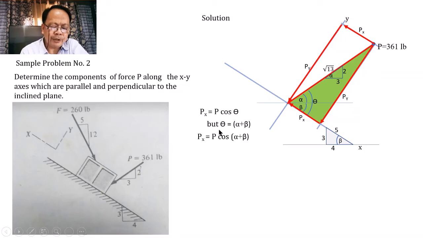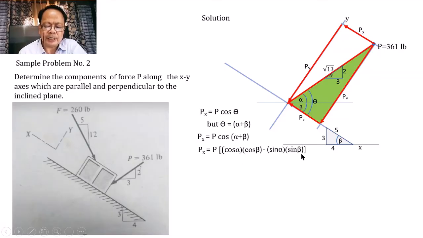So maybe you can recall this term. This is actually the cosine of the sum of two angles, which can be expanded by the expression that cosine of A plus B is equal to cosine of alpha cosine of beta minus sine of alpha sine of beta. However, we need to express what is the cosine of alpha, cosine of beta, sine of alpha, and sine of beta. Tingnan natin. Alin ba itong alpha na tinutukoy?